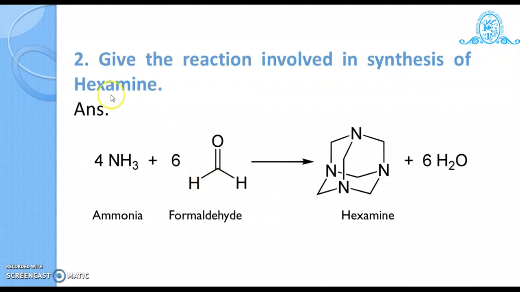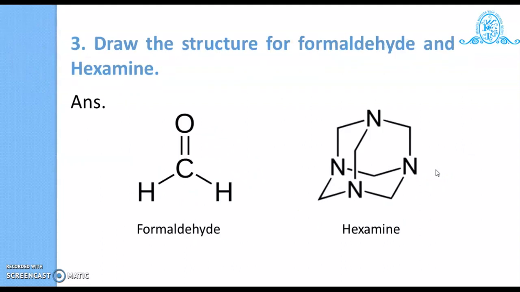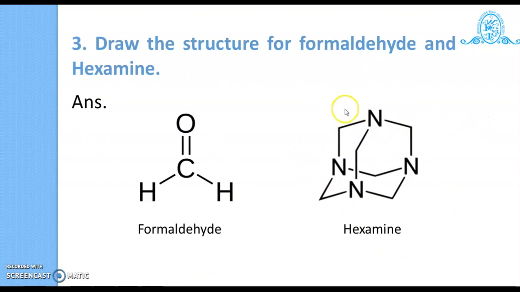Next question is, give the reaction involved in the synthesis of hexamine. So, answer is, here you can see on screen, this is the reaction where 4 ammonia molecules reacted with 6 formaldehyde molecules to form hexamine and 6 water molecules. Next question is, draw the structure of formaldehyde and hexamine. Answer: this is the structure of formaldehyde and this is the structure of hexamine, which is a complex structure containing 4 nitrogen atoms.